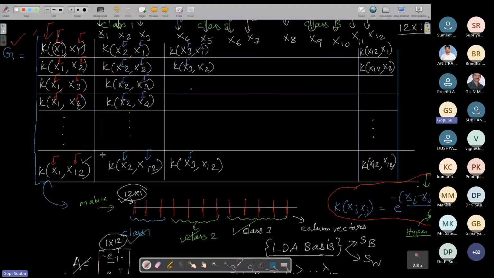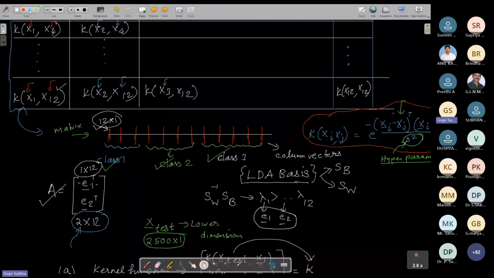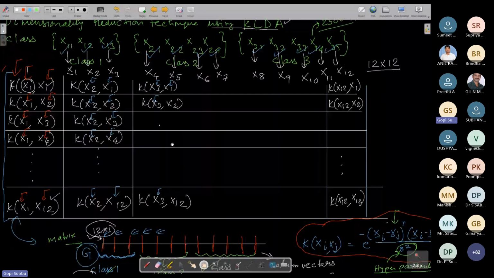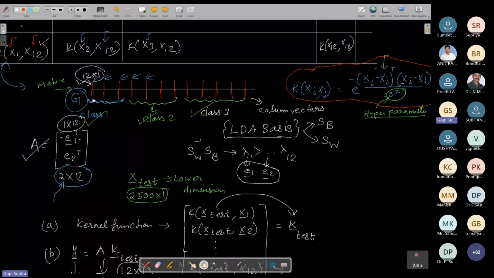So once this matrix is obtained, this is the matrix G now. Pictorially, I am representing it like this, and these are all the column vectors, right? Using these column vectors, we are treating the first 3 columns as the ones belonging to class 1. Where does this 3 come from? 3 comes because we had 3 vectors in class 1, right? So we are selecting the first 3 vectors of this matrix as the ones belonging to class 1, followed by 4 belonging to class 2, and the remaining 5 belonging to class 3.